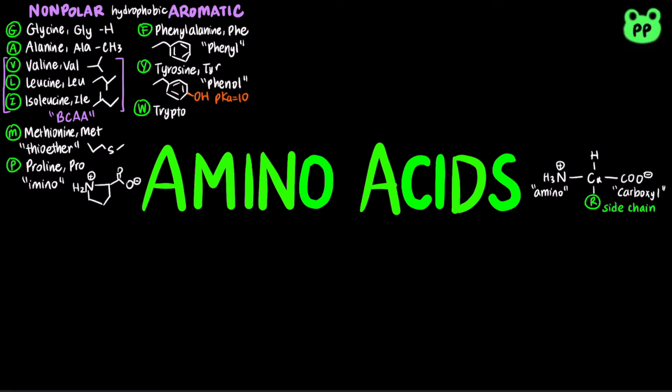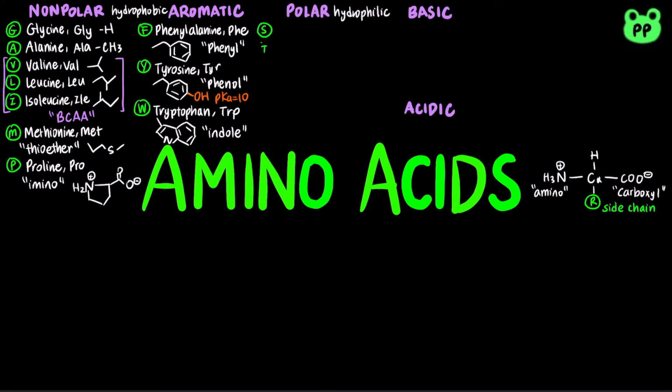W stands for tryptophan, abbreviated as TRP, which has a unique side chain consisting of a pyrrole ring fused to an aromatic ring. The fused double ring is known as an indole. Polar, acidic, and basic amino acids are hydrophilic. There are 5 polar uncharged amino acids abbreviated as STCNQ.